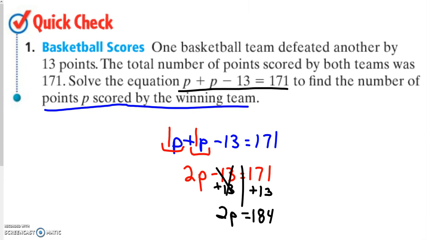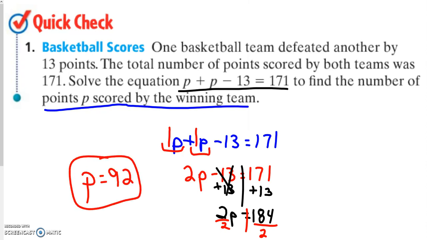Last, I'm going to undo multiplication and division. I'm going to divide by 2. And P equals 92. Now, since this is a word problem, ask yourself, does that make sense? P stands for the points by the winning team. Yeah, the winning team could have 92 points.